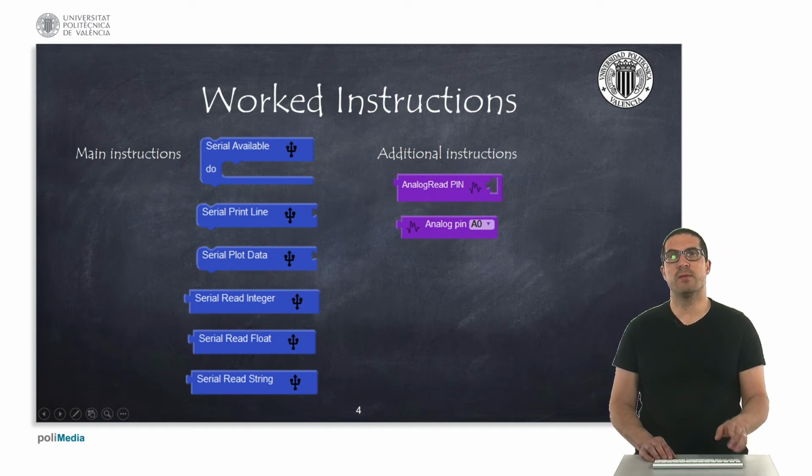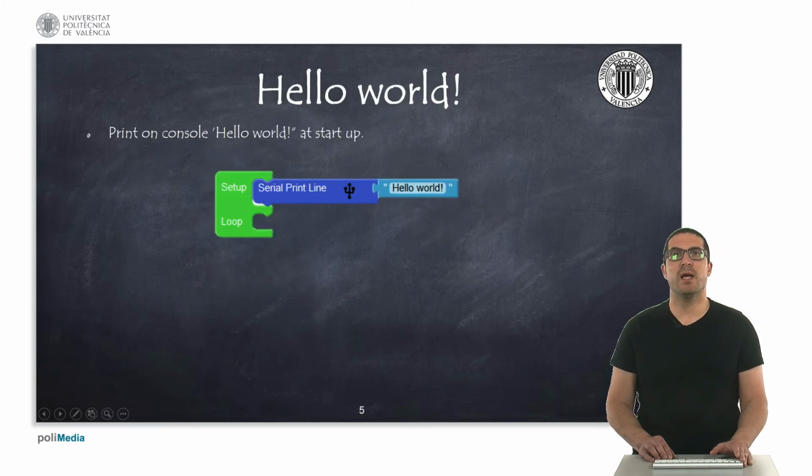We also have the possibility to plot graphs; we simply need to use this serial plot data instruction. We also have the possibility to read whatever the user inputs as an integer, as a decimal number or float, or also as a string, just as text. Additionally, we will use these instructions for the exercises we will see. So let's start with the Hello World.